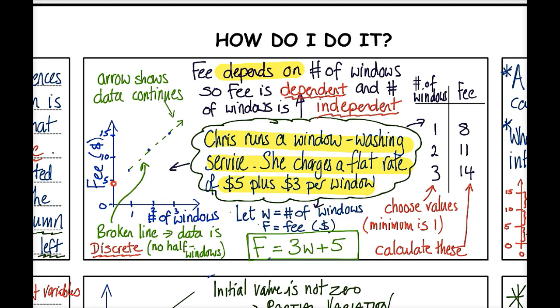Notice that I didn't connect the line. I didn't even include a data point at 0 windows, since again we wouldn't really have any data here. If there were no windows, there would be no point in hiring someone to clean them.